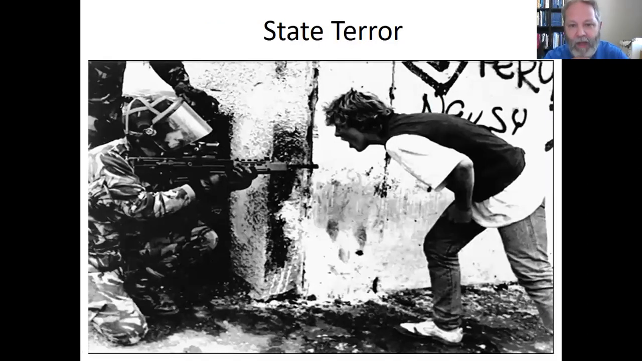So for example, we have, I love this picture. This is from Northern Ireland in the 1970s. We have a British paratrooper head-to-head against an Irish protester.